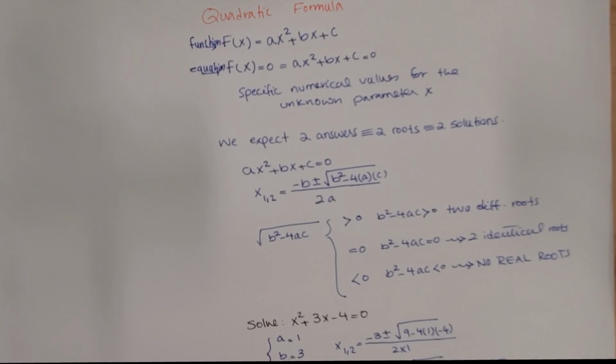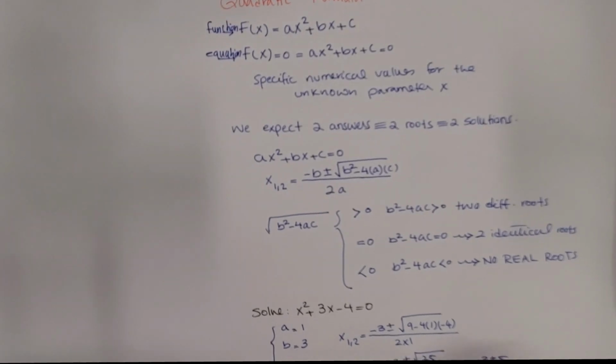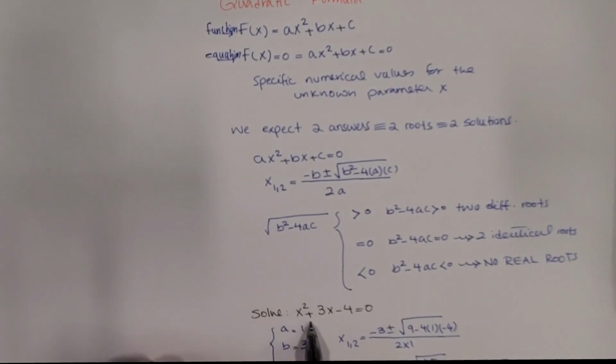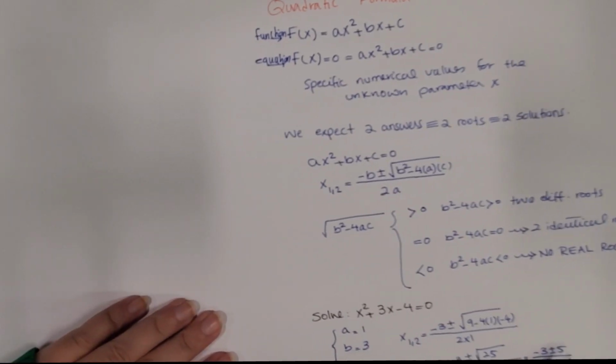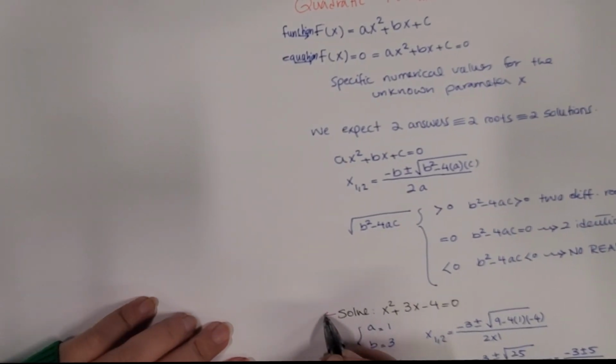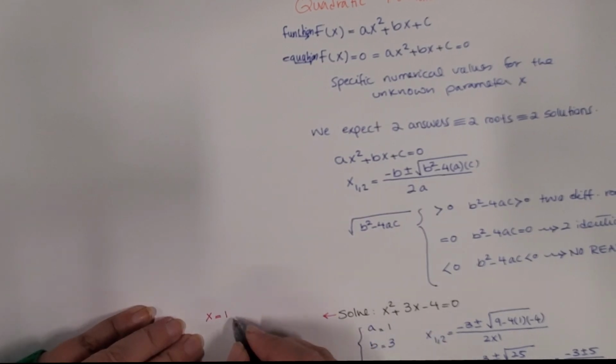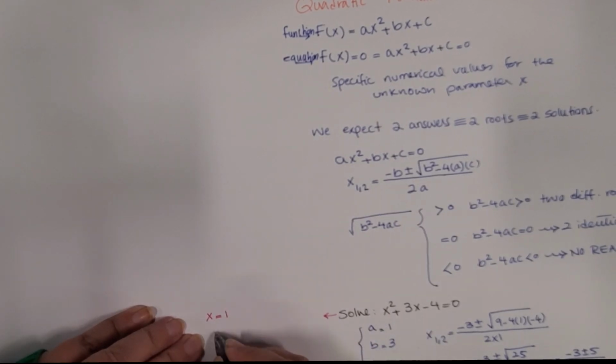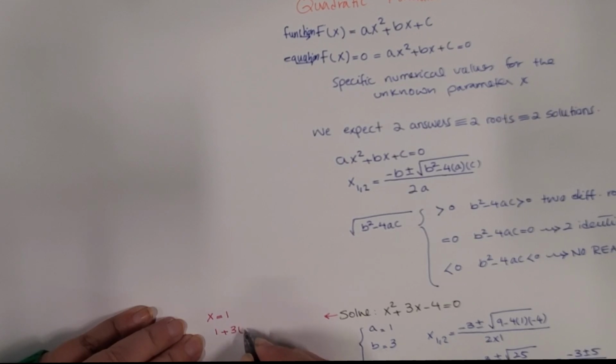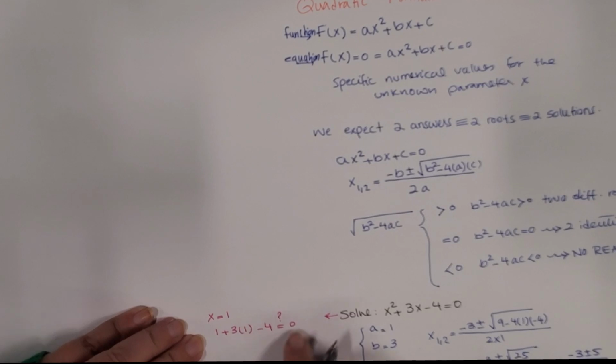These are the 2 roots. So that means if I go back to my original equation and substitute x as 1, it should equate to 0. Okay, so let's try it. x equal to 1. So let's see, x to the power 2 is 1, plus 3 times 1 minus 4. And let's see if it equals 0.